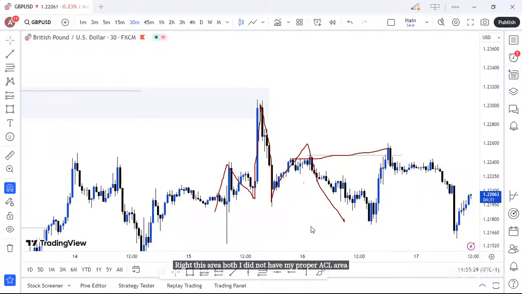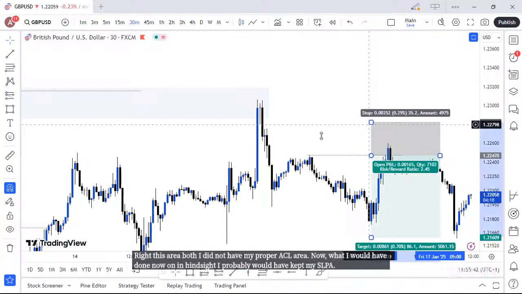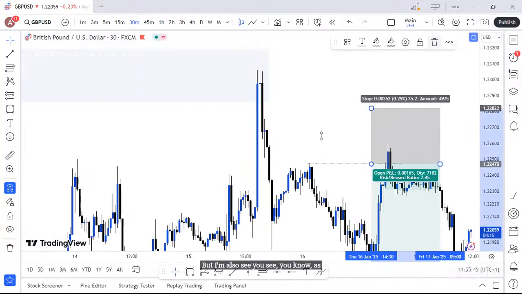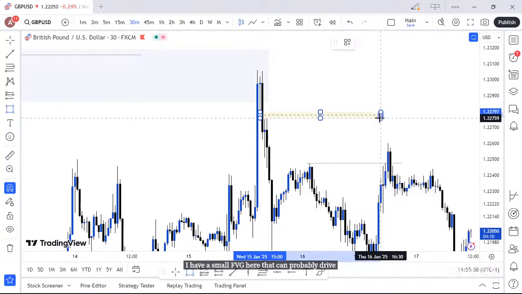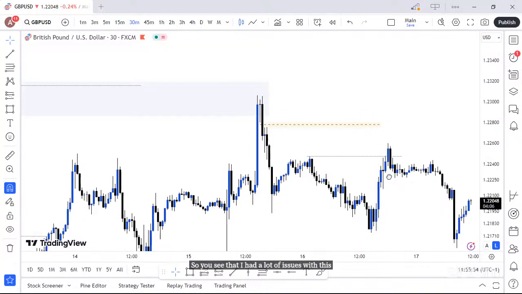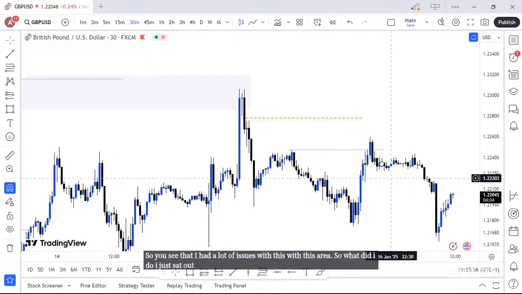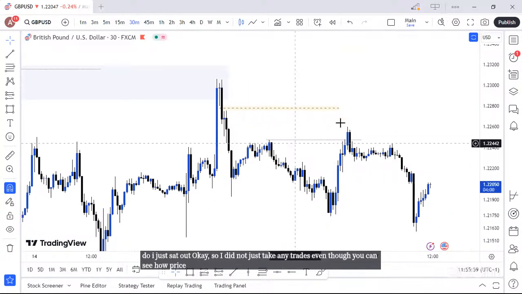Now what I would have done in hindsight, I probably would have kept my SL up here. But as traders, we have to learn how to really react to the market instead of predict. I have a small FVG here that can probably drive price to the downside. So you see that I had a lot of issues with this area. So what did I do? I just sat out. I did not take any trade here, even though you can see how price has mitigated our inducement and followed to the downside.